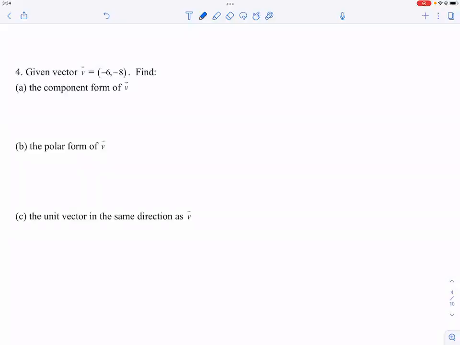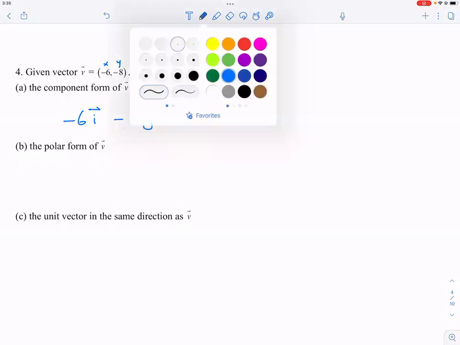Right, for number 4, given vector v equals -6, -8, we want to find the component form. Just a reminder, when we have the component form, it's always the x value with the i vector, and the y value with the j vector. Since we have the x and the y, we have -6 i vector minus 8 j vector. Don't forget the i and j.